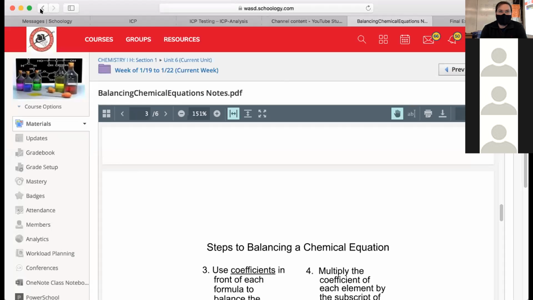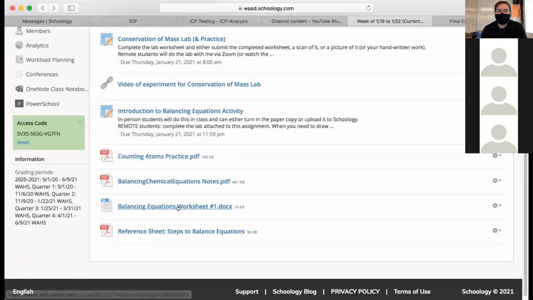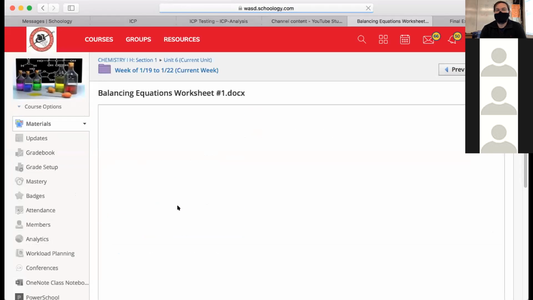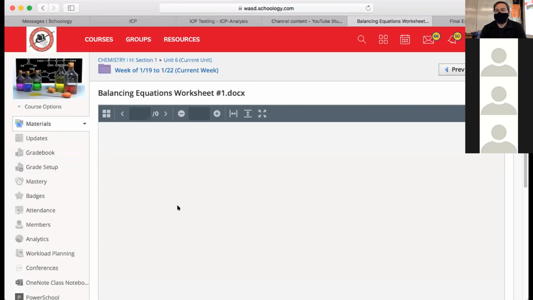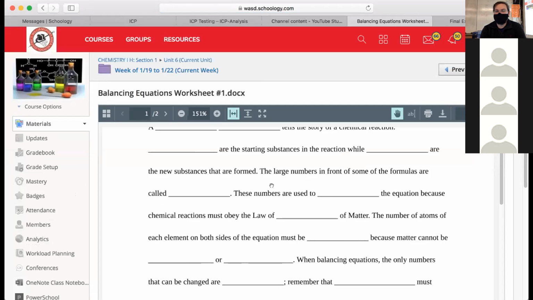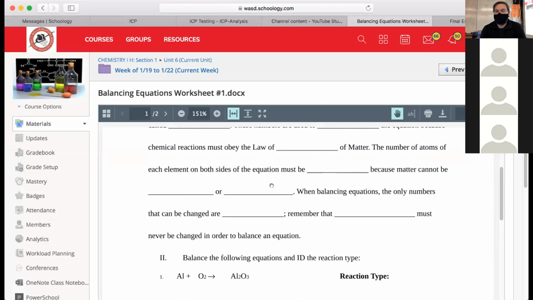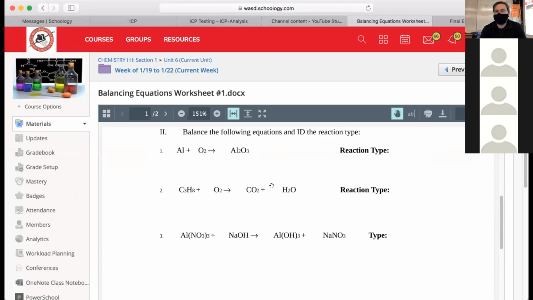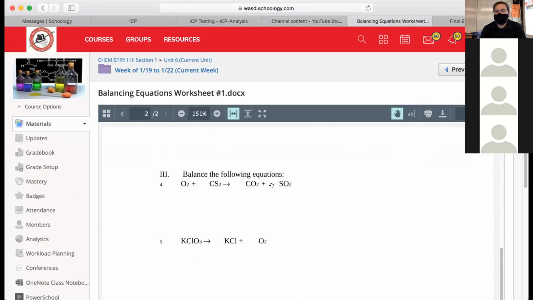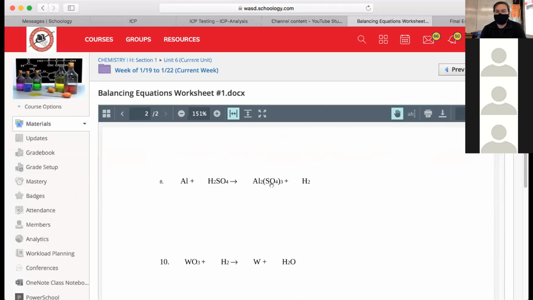And then the other thing that's in the folder is balancing equations worksheet number 1. So this is practice about balancing chemical equations. Toward the top, there is some conceptual stuff about what the concepts of balancing equations is all about. And then down toward the bottom, there's 3 examples. And then on the back, there's problems 4, 5, 6, 7, 8, 9, 10.